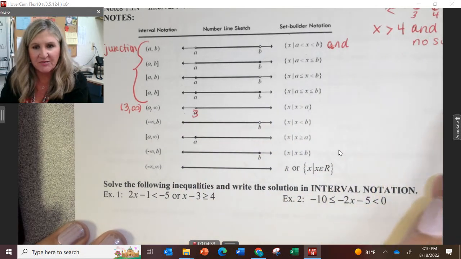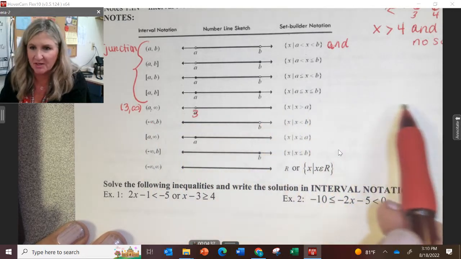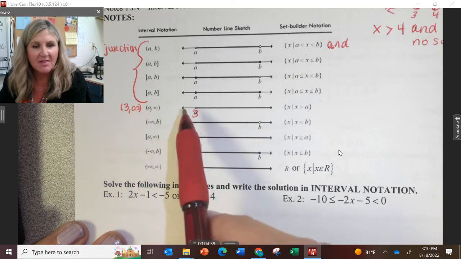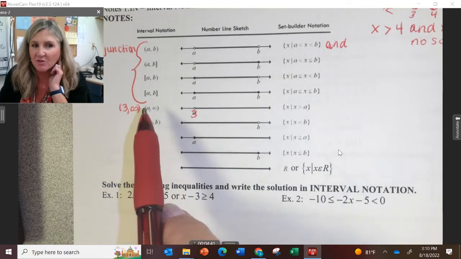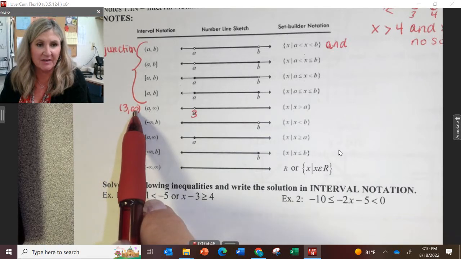When we go out as far as we possibly can, forever, 3, 4, 5, 6, 7, 8, a million, a billion, a trillion, a zillion, whatever, that means that we are getting larger and larger without bound, and so therefore we have to call that 3 to infinity.